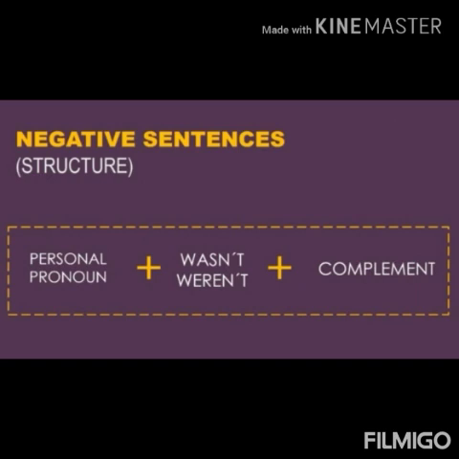Now let's move to the negative sentences. Its structure, it's the same. We start by personal pronoun, okay? I, we, you, he, she, they, plus wasn't or weren't. So wasn't, it's the negative of was, and weren't, it's the negative of were, plus complement or the object. So this is the rule. Now let's move to some examples.